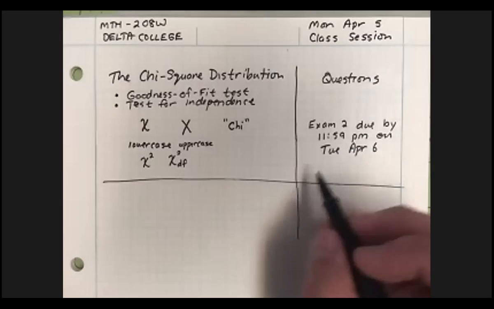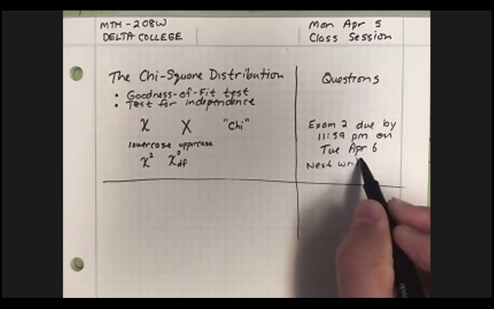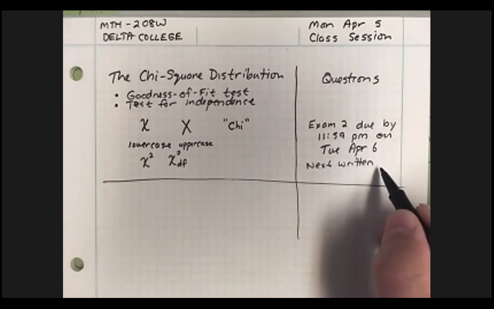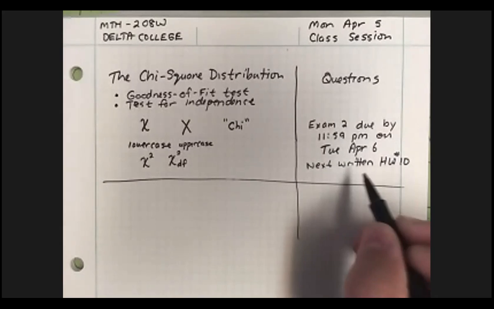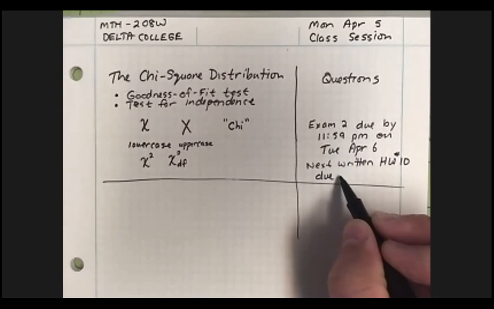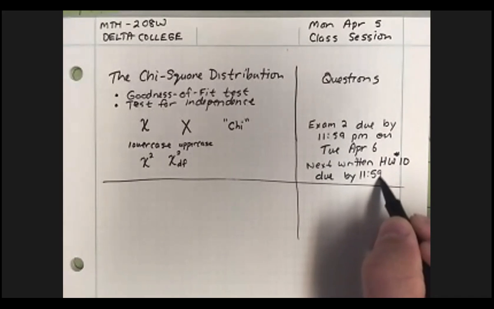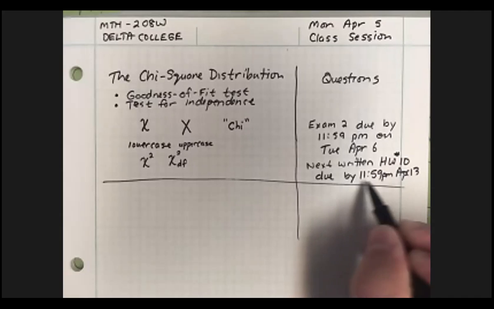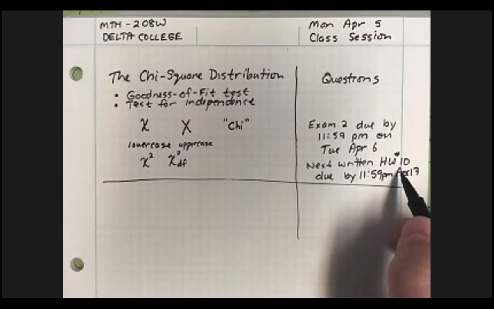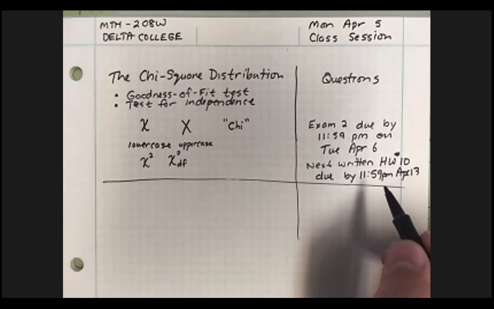Your next written homework. Remember, you don't have any written homework to submit on Tuesday because you're working on the test. Your next written homework, number 10, is posted right now, and it's due by 11:59 p.m. on April 13. So you have another week to work on the next paper. And the next homework is specifically about what we're talking about today and this week, the chi-square distribution.